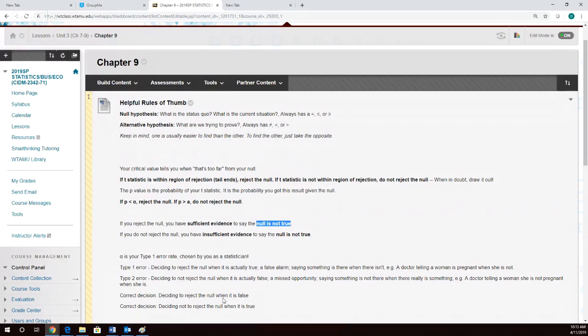If you are rejecting the null, you are at risk for a type 1 error. If you're not rejecting the null, then you're at risk for a type 2 error. So that's another good rule of thumb to go by.